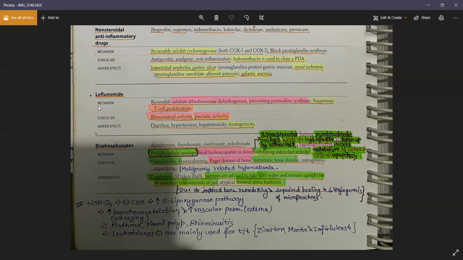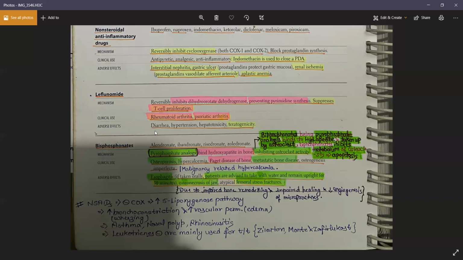Yes. So the leflunomide prevents the conversion of the carbamoyl phosphate into the orotic acid. And that's how it will inhibit the formation of the nucleotides like the pyrimidines, and it will inhibit the T cell proliferation. I will use these agents for the rheumatoid arthritis and for the psoriatic arthritis.